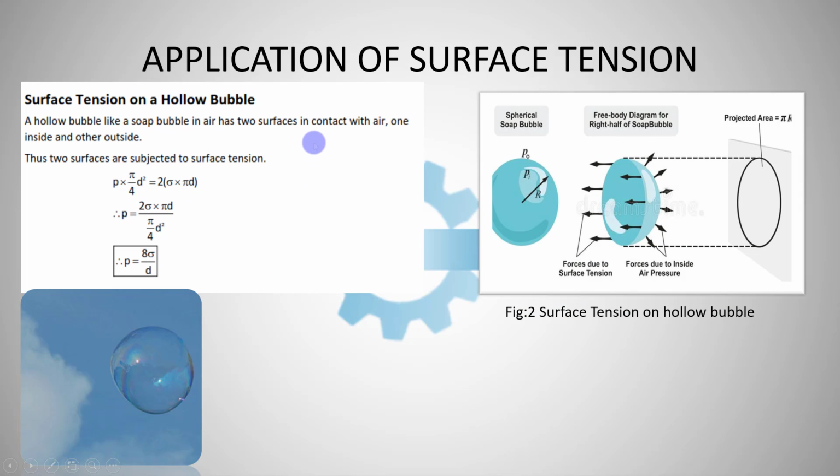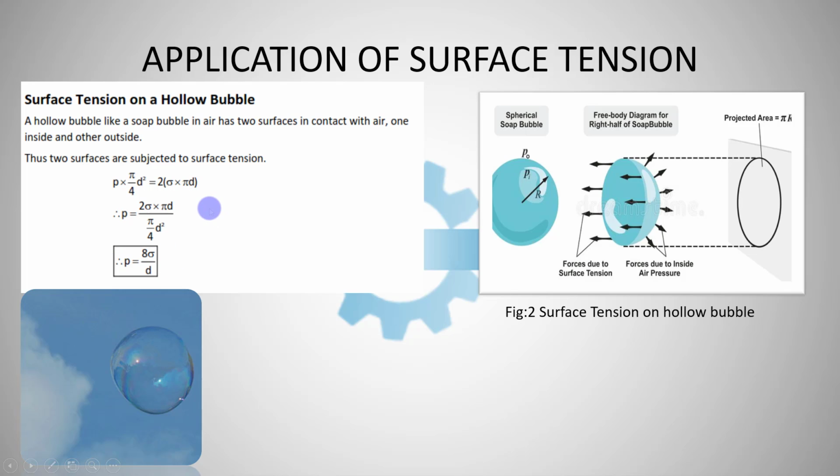The next application of surface tension is surface tension of a hollow bubble, where hollow bubble means a soap bubble. This is a hollow bubble. This is a spherical hollow bubble. This is the radius. Here we see the free body diagram. So in case of a hollow bubble, like a soap bubble which is in contact with air, it has two surfaces in contact with air, one inside and one outside. So here these are the two surfaces.